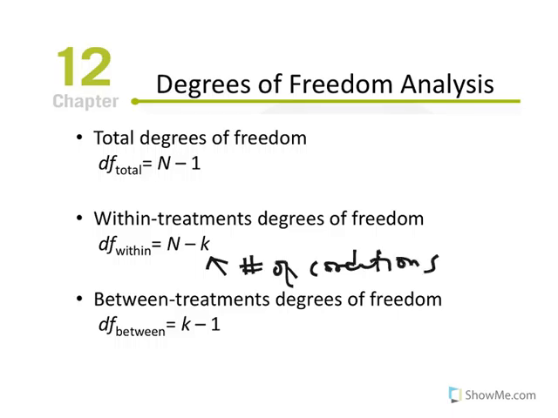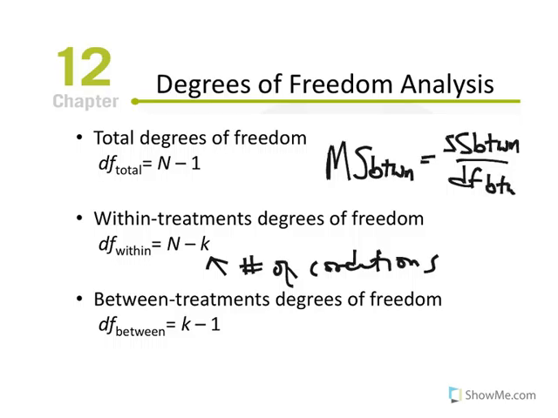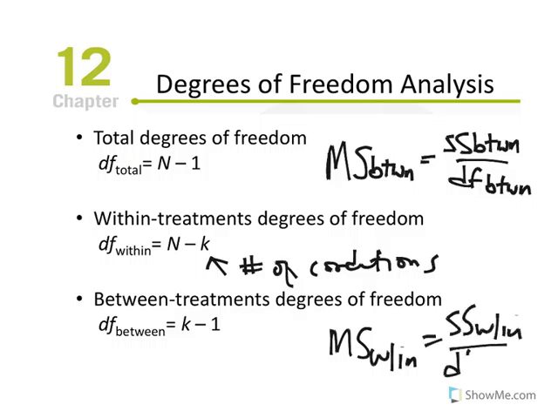And N represents the total number of scores we have across all conditions. And the DF between is equal to number of conditions minus 1. So once we have degrees of freedom for these 3 different values, now we can compute our variance between and our variance within, because again, our MS between is equal to SS between over degrees of freedom between, and our MS within is equal to SS within over degrees of freedom within.